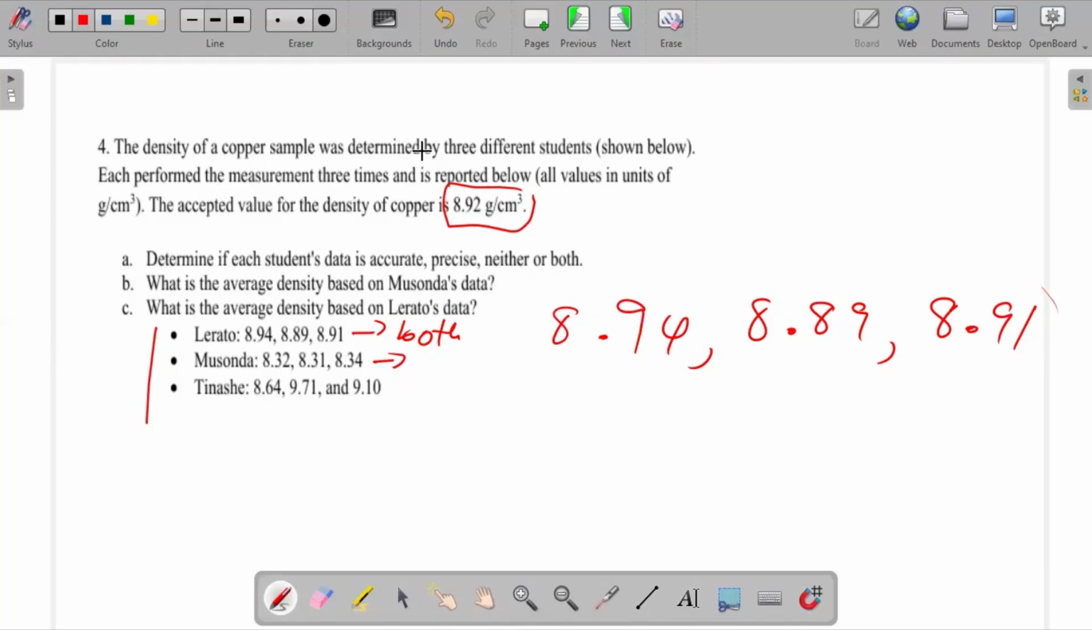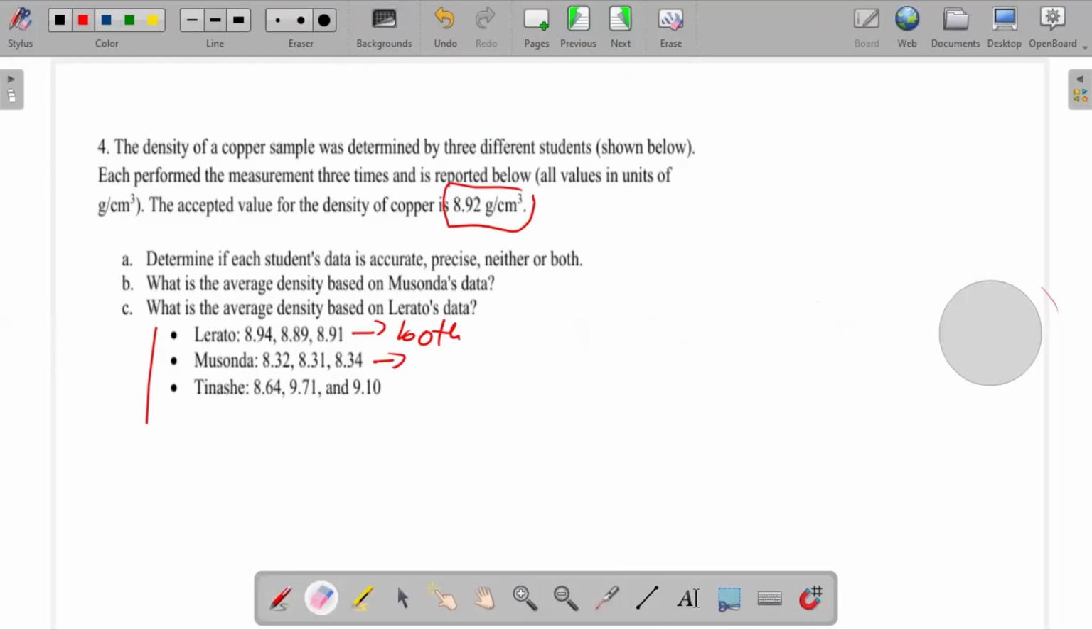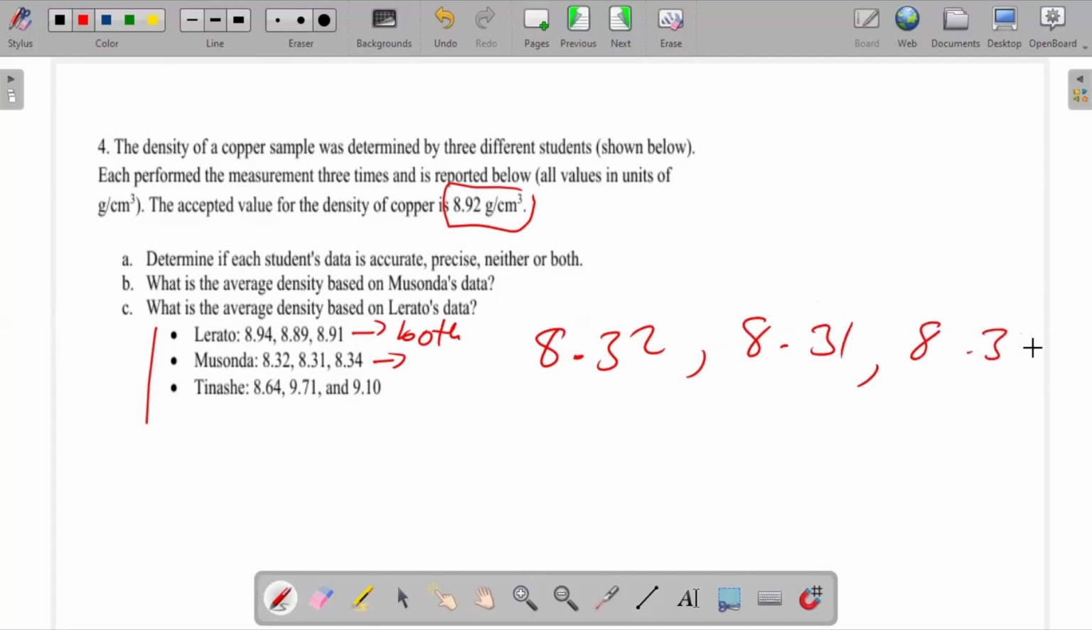Okay. So let's go to Musonda. Let's check if Musonda is precise or accurate. So we're having these values: 8.32, then we have 8.31, then we have 8.34. Is he precise? He's precise, isn't it? Is he accurate? No, not even half. So it's just precise, but not accurate in this case, isn't it?